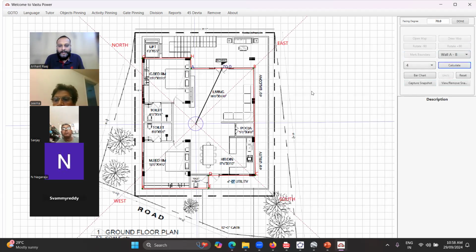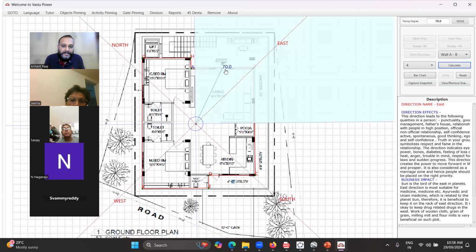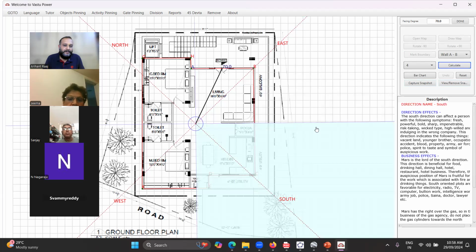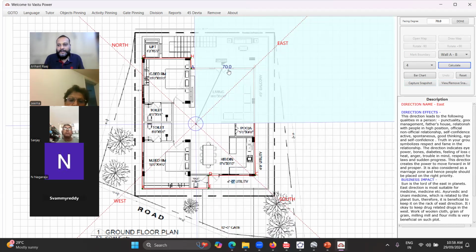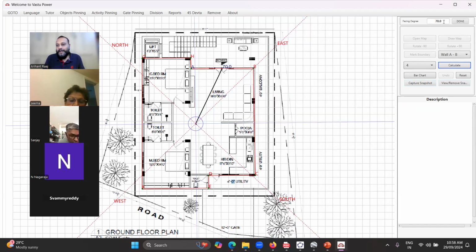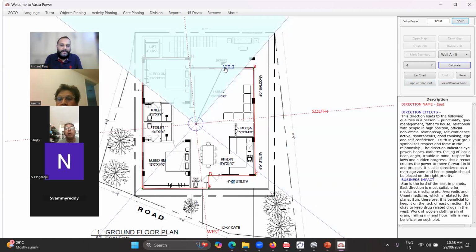Then I will click calculate. See, it is written 70 degrees here. Can you all see 70 degrees entrance? Okay, this is exactly 70 degrees of entrance. Let's assume your property is tilted to 120 degrees. I will change the degrees on the top, and now you see this 70 degrees will change to 120 degrees.